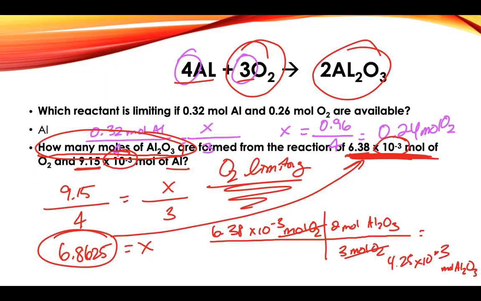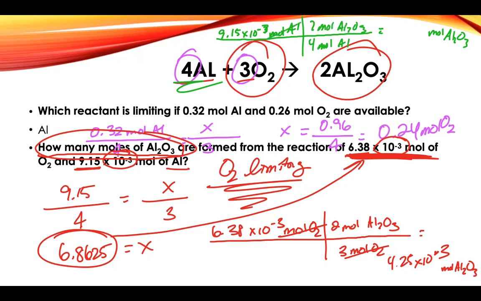Now, what happens if I ignored the limiting reactant and just picked one and went with it? Let's say I chose to calculate with aluminum and just ignored the limiting part. So if I calculate 9.15 times 10 to the minus 3 moles of Al, and I'm going to calculate moles of Al2O3. I've got 4 moles of Al, 2 moles Al2O3. 9.15 times 10 to the minus 3 times 2 divided by 4, and I get 4.58 times 10 to the minus 3. So you see, I get a larger number than my limiting reactant.